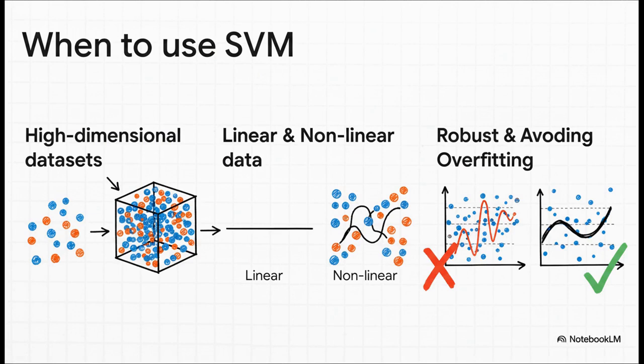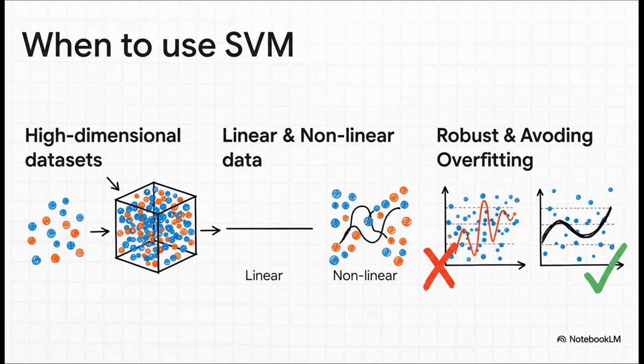SVMs really start to shine when your data gets complicated, with tons and tons of features. They're also fantastic at avoiding a really common trap called overfitting. That's just when a model learns the training data too well, and then it can't make good predictions on new stuff.